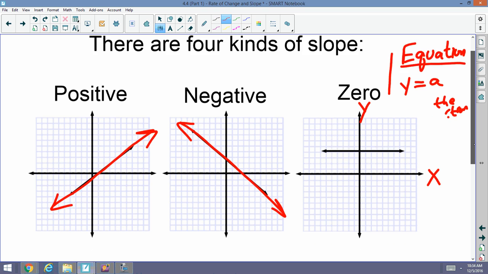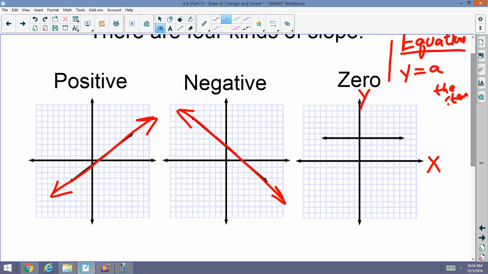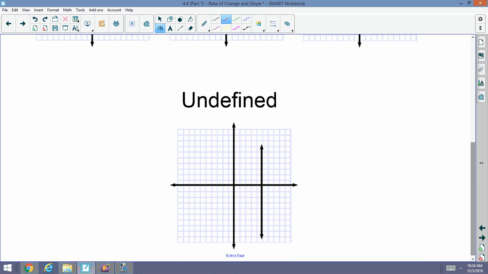Okay, so zero slope, horizontal line, it's always going to be a y equals a equation where a is the point of intersection. Undefined. An undefined slope is a vertical line. If you can see, this isn't even a function. Why is it not a function? Because at this particular x value, you have all these different y's. And you can't have a different y for the same x. So that's not even a function, okay?